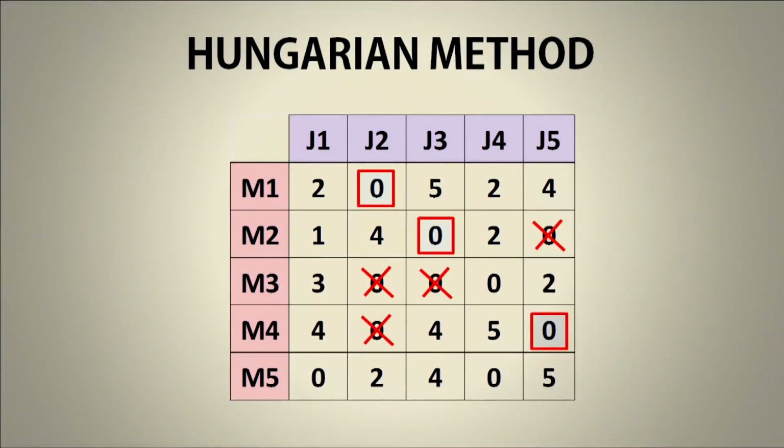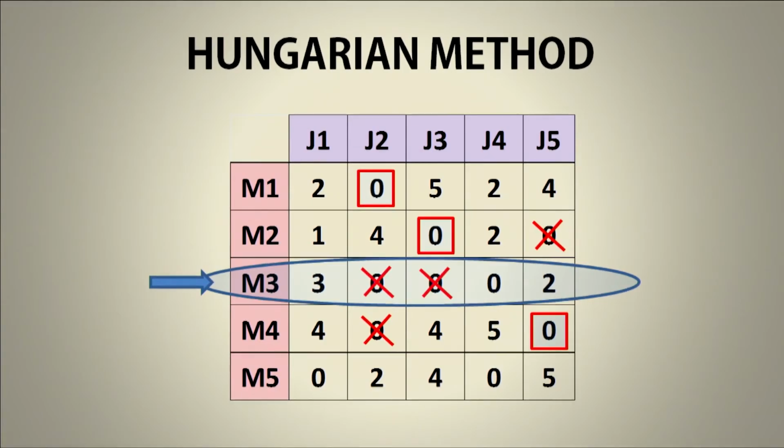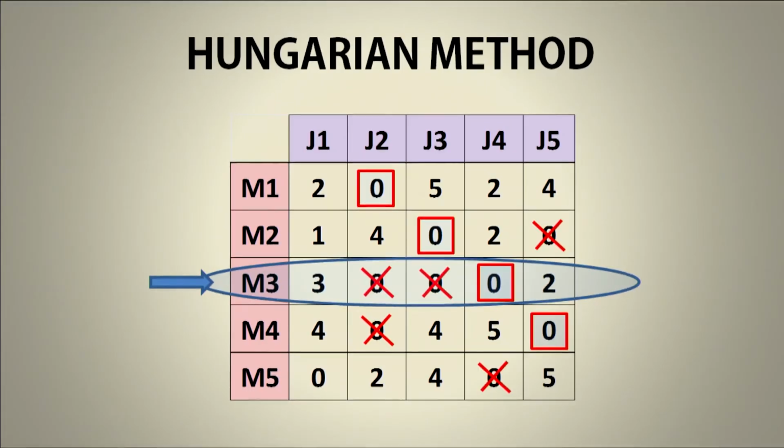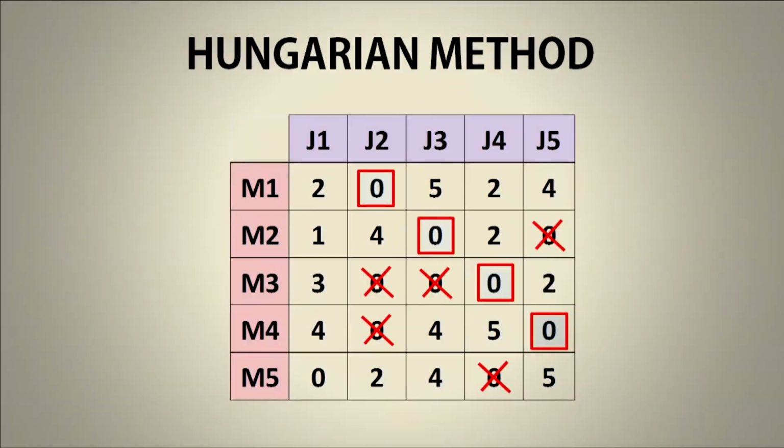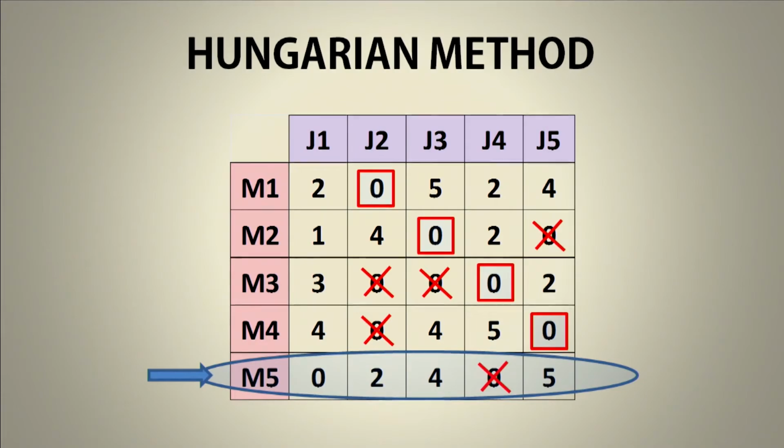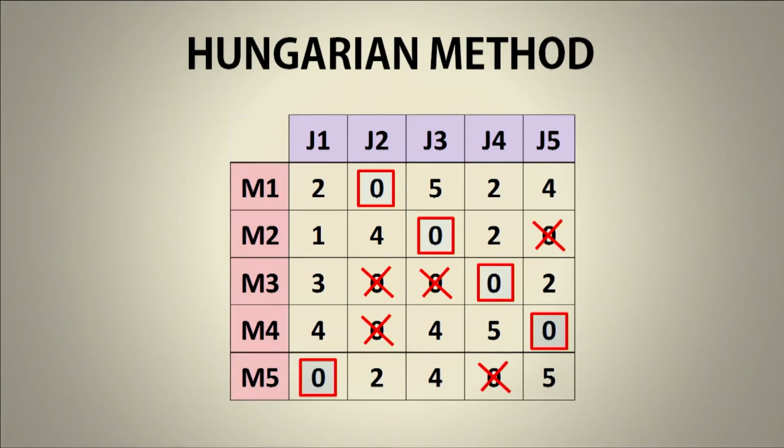Now row 3 contains one unmarked 0. Choose this row. Then mark the unmarked 0 in this row. Block the other zeros in the marked column. Now row 5 contains one unmarked 0. Choose row 5. Mark the unmarked 0 in this row. No 0 elements are available in the marked column to block. So we find that all zeros are covered.